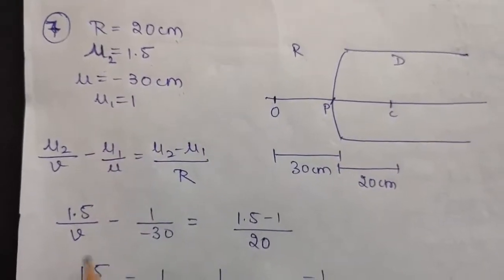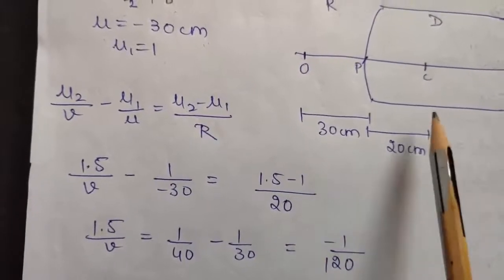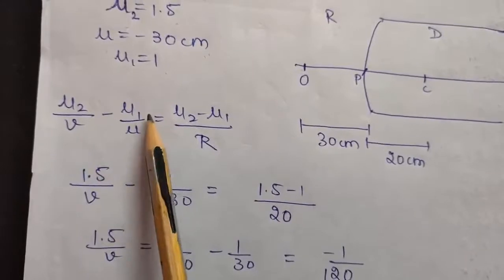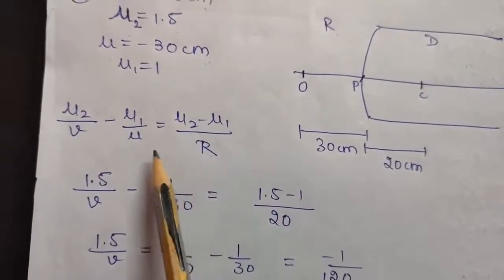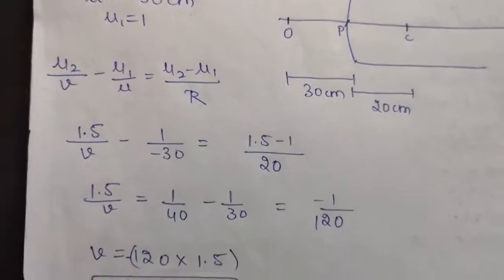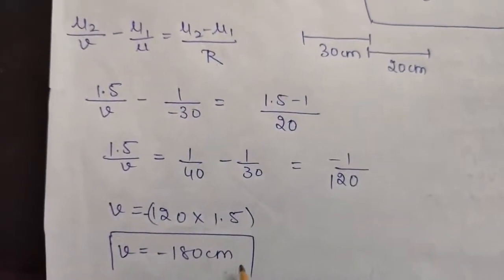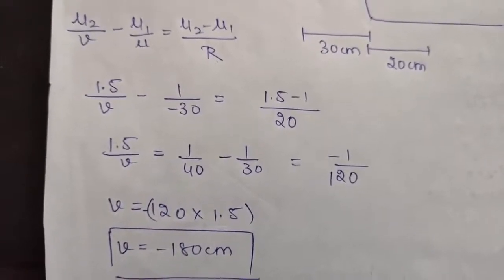So we will be using here the formulas for refracting surfaces. For a convex refracting surface, the formula is mu2 upon V minus mu1 upon U is equal to mu2 minus mu1 upon R. Now each and everything is given in the question, just put the values. You will get the value of V to be minus 180 centimeters. That is, the image will be formed at this much distance.